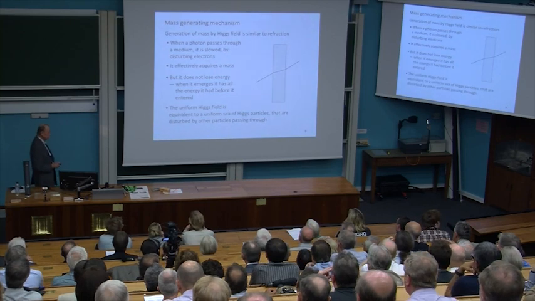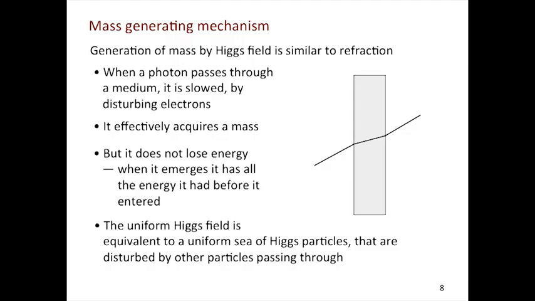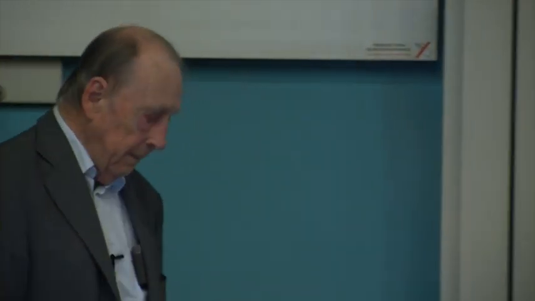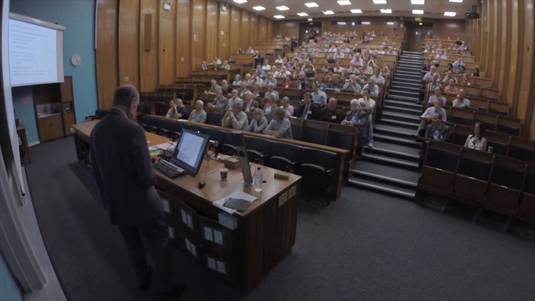And the same phenomenon occurs with the Higgs field. A uniform Higgs field is equivalent to a non-zero value of the Higgs field is equivalent to a uniform sea of Higgs particles. And that uniform sea acts the same way as the free electrons in this refracting medium. So that's how the Higgs field works.